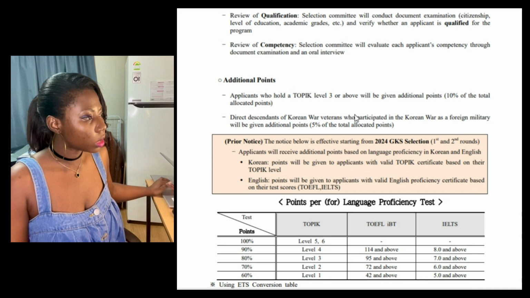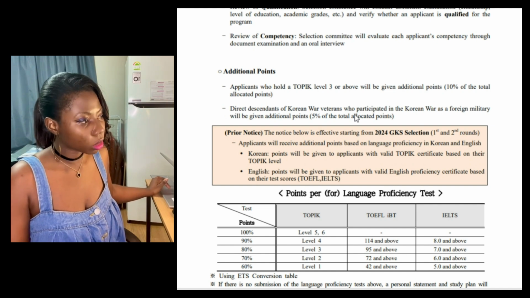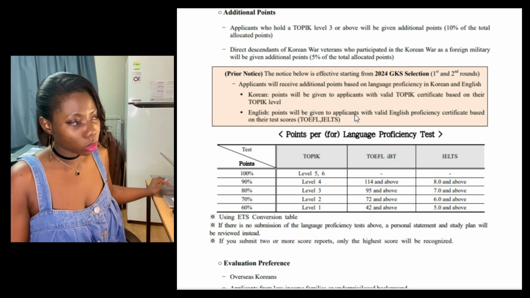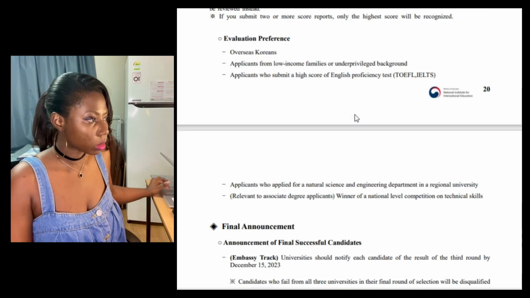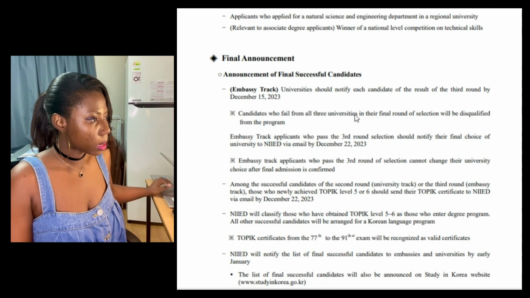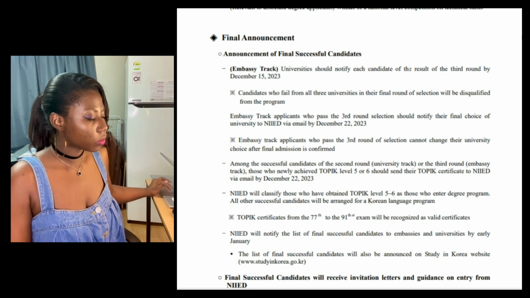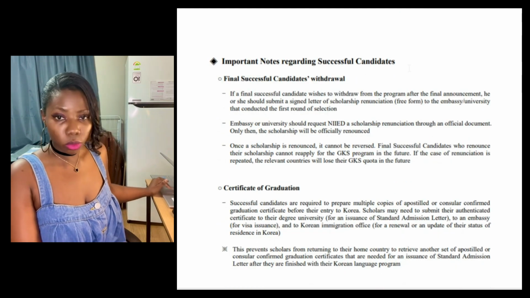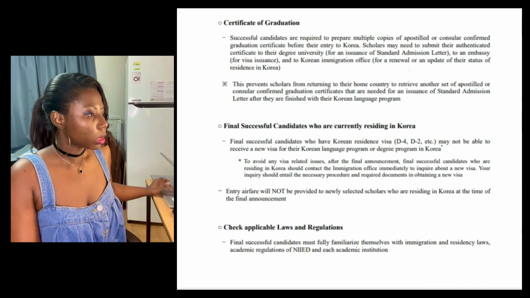Then the evaluation here, I'm not going to go through it. I need you to go through the guidelines yourself, because I'm going to do this again when they release the documents for the 2025 scholarship for undergrads. So this section is for the final announcements, when it's time for them to announce the final students who are going to get a scholarship.